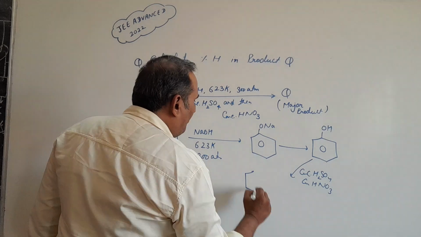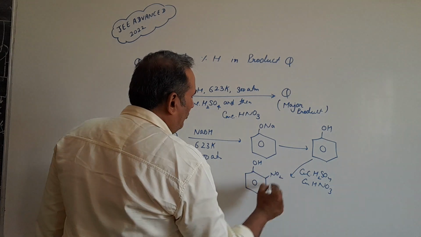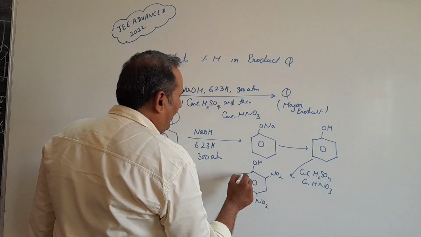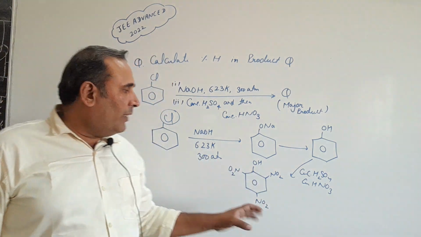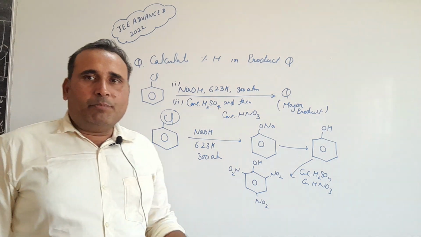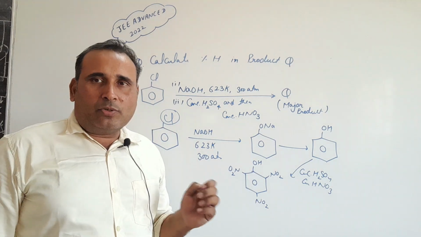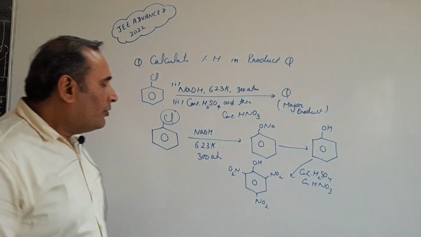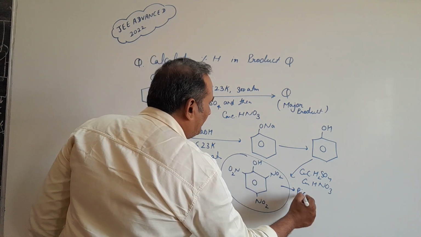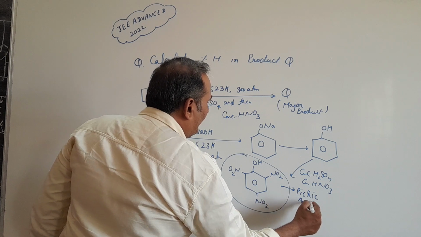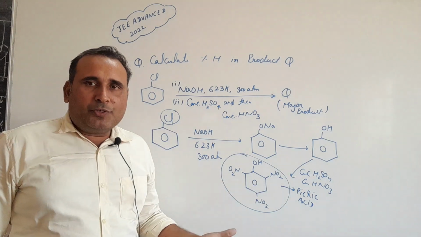So the structure of picric acid is like that: OH, NO2, NO2 and NO2. Because OH is an ortho and para directing group, each ortho and para position of phenol will be occupied by the NO2 group, because OH is very strongly activating as well as ortho-para directing. So our final answer, our product Q, will be picric acid.